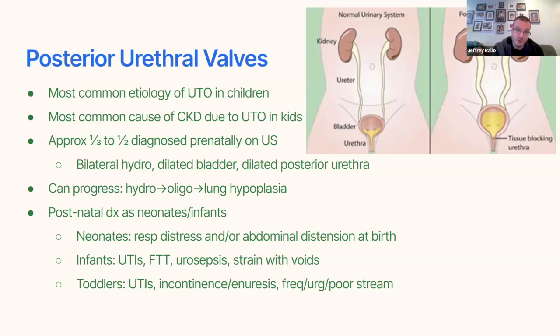And then if they make it a little older, you'll run into incontinence, nighttime bedwetting, UTI, frequency, urgency, and a poor, weak, or splayed urinary stream. Those are obviously going to be more partial obstructions if they survive undiagnosed to the toddler stage. Treatment for this is basically you take a scope, go in, and ablate the extra tissue, and your problem is solved.